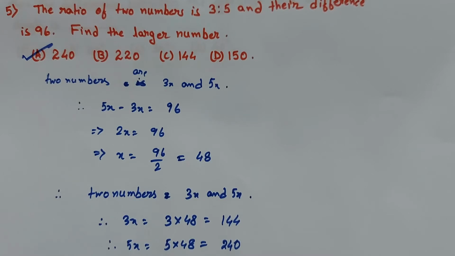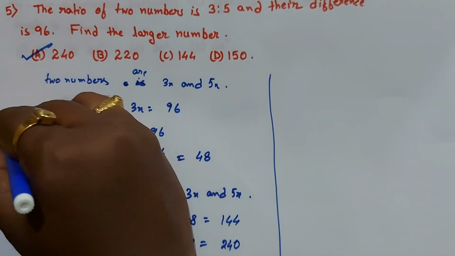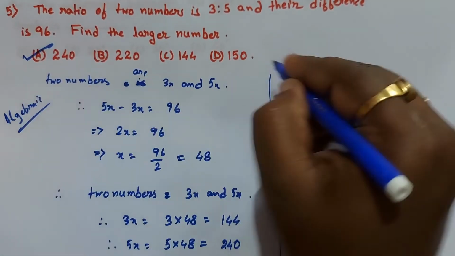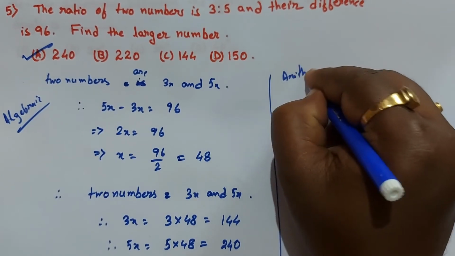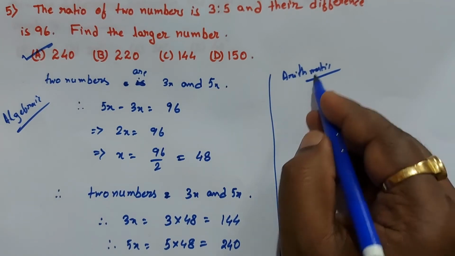Okay. Understood this one, how we have done this? Now this is the algebraic method. Now let's come to the arithmetic method. This is the algebraic method, and this is the arithmetic method that I am going to show you right now. Okay, arithmetic method.